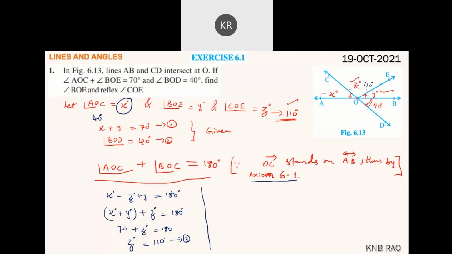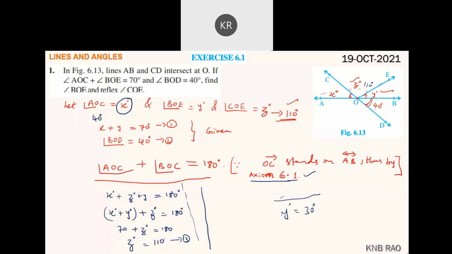Y plus 40 plus 110 is equal to 180. So Y equals to... again, only axiom 6.1 I am using for all this. Ray OE stands on line CD. Either you use that or ray OB stands on line CD. Then 110 plus Y plus 40 equals 180 degrees. So 110 plus 40 is 150. So 180 minus 150 is 30. Y becomes 30 degrees.